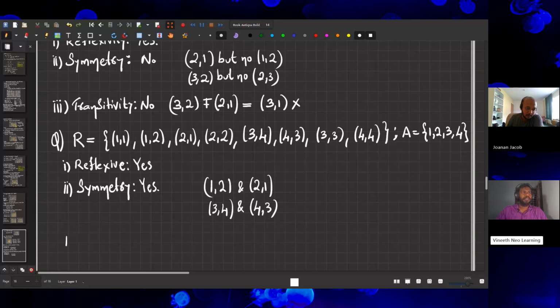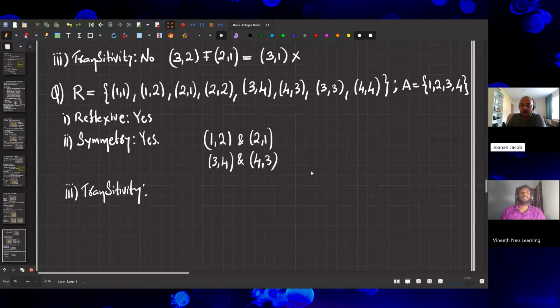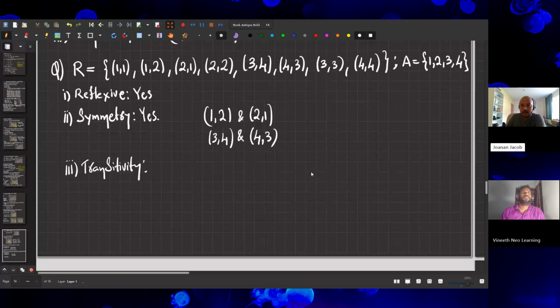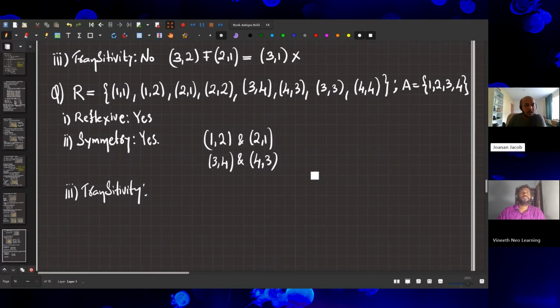Okay, let's finally check transitivity. Yes, I think it's transitive.